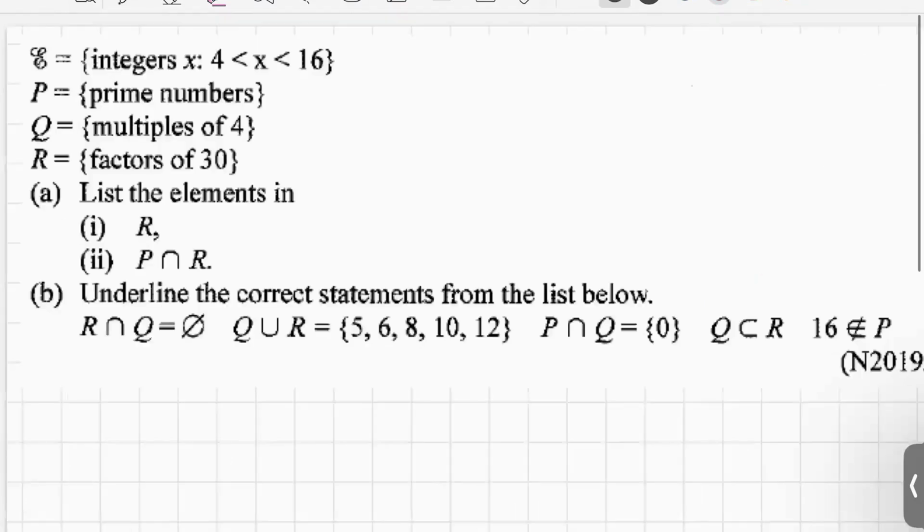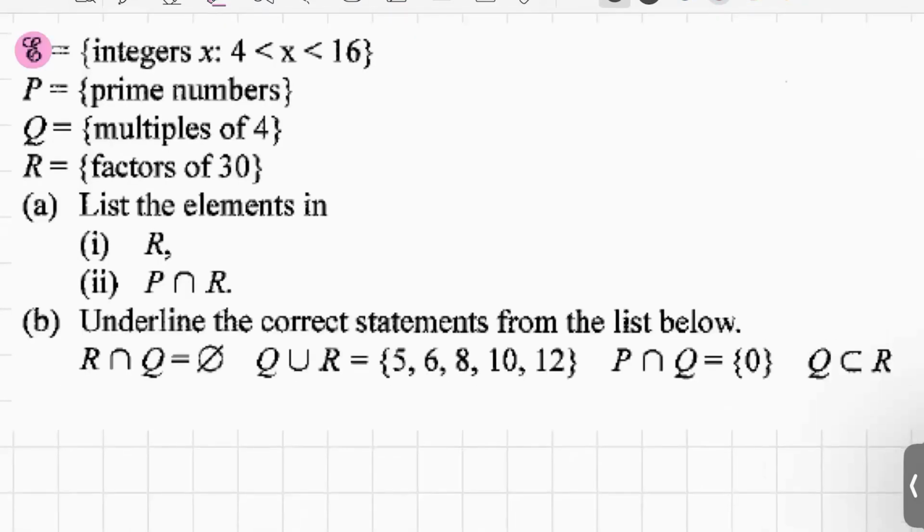Whenever we look at a set notation question, we must understand that this is the universal set. Universal set means it's the entire set. So I want you to take note of these two symbols here. What do these two symbols tell you? That means it's non-inclusive of 4 and non-inclusive of 16. So we all know our prime numbers. There are only two factors, 1 and itself. Multiples of 4, factors of 30, we can state, but make sure they all fall within this range.